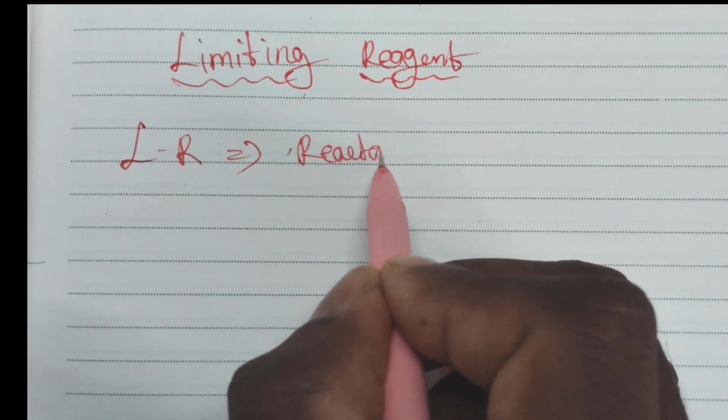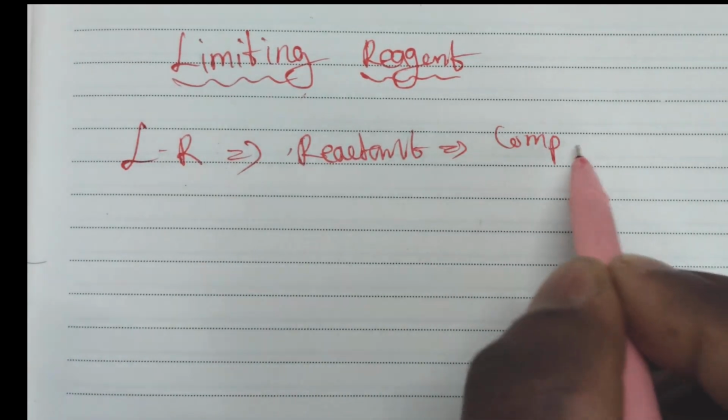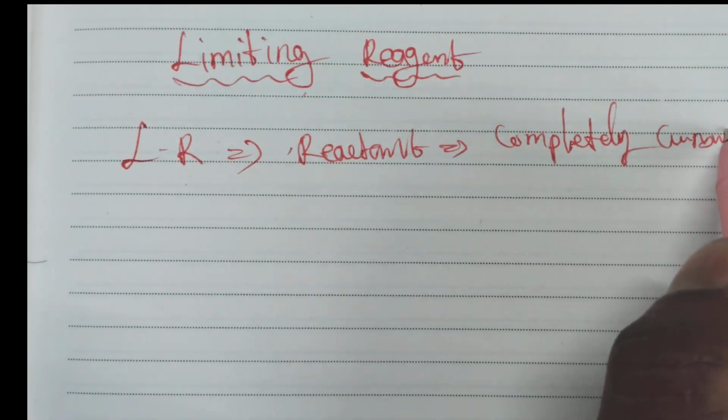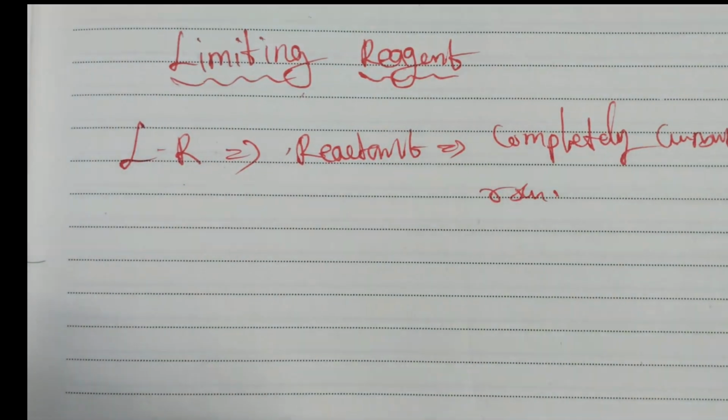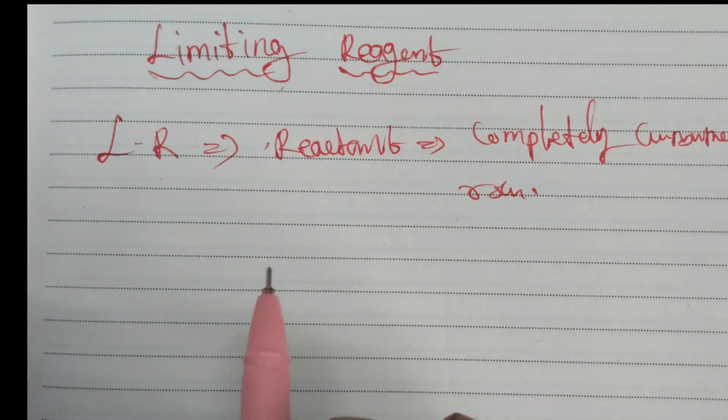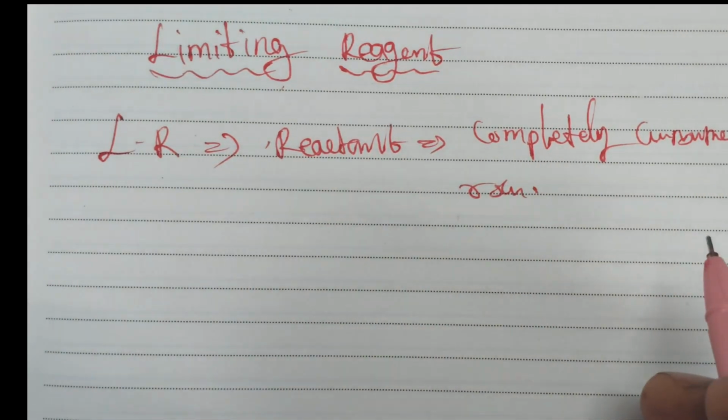Okay, so there is a reactant that is completely consumed in the reaction. Whenever a reactant is completely consumed in the reaction, that reactant acts as the limiting reagent.